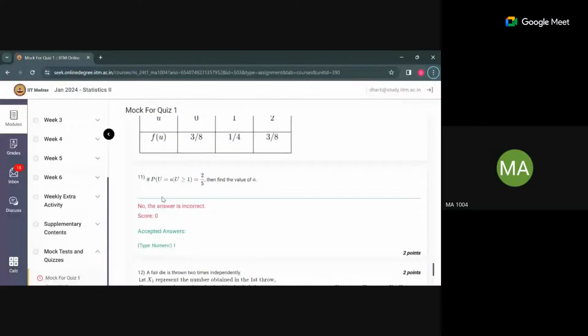So yeah, what's the next one? If the probability that U is equal to a, given that U is greater or equal to 1, is 2 by 5, then find the value of a. Did you try this question? Yes, ma'am. Did you get the value for a? Yes, ma'am.